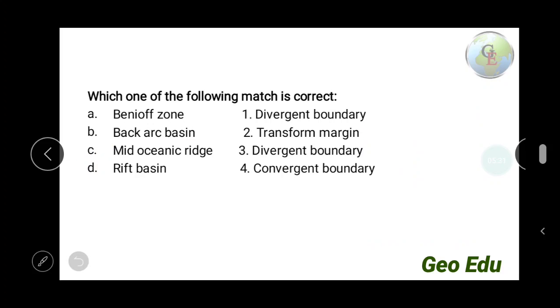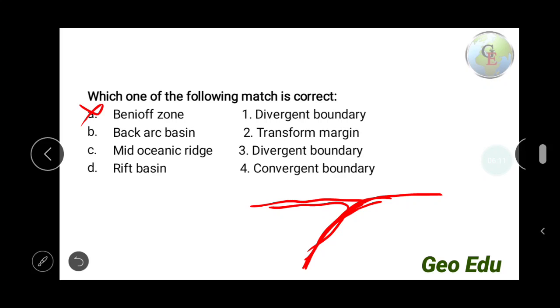Next question: which one of the following matches is correct? Option A, Benioff zone, divergent boundary. Option B, back arc basin, transform boundary. Option C, Mid-Oceanic ridge, divergent boundary. Option D, rift basin, convergent boundary. As you know, Benioff zone is associated with a convergent plate margin, that is, a subduction zone. Here the seismicity is indicated by the Benioff zone. So the Benioff zone is related to a convergent plate boundary.